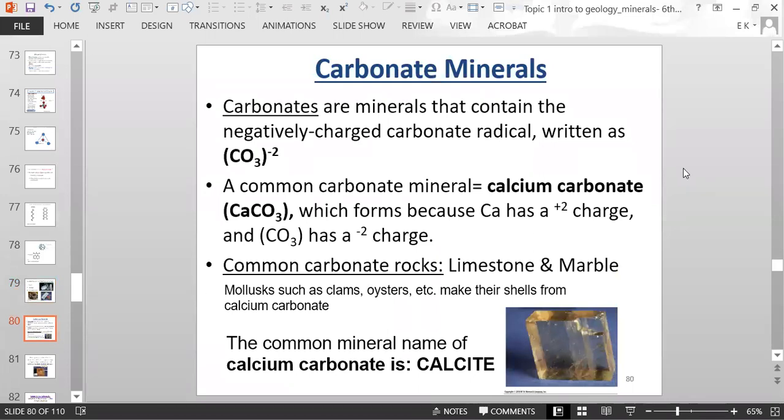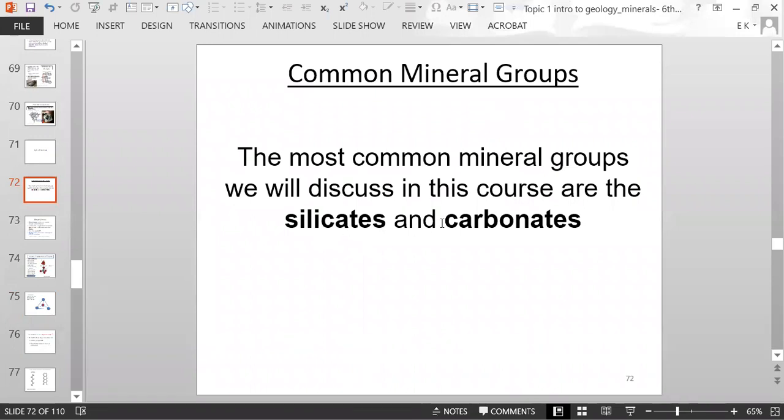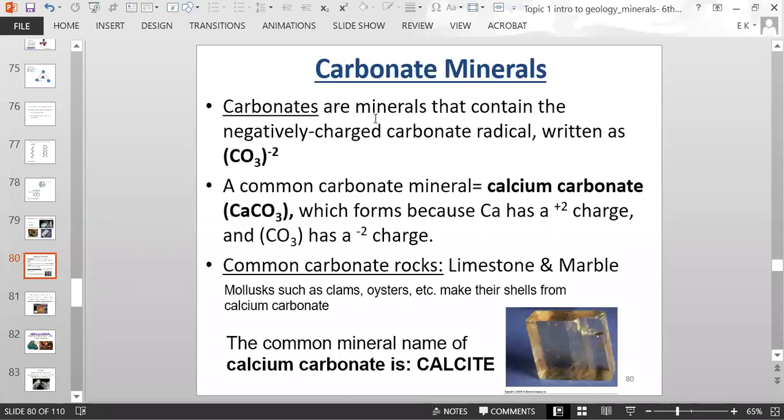Then we have carbonate minerals. Again, going back to that first slide about the common mineral groups, silicates and carbonates, right? So now we're going to go over carbonates. Carbonates are minerals that contain the negatively charged carbonate radical, which is just CO3 with a -2 charge. So this is what we call carbonate, CO3 with a -2 charge. A common carbonate mineral is calcium carbonate, which has the CO3, with a -2 charge. It combines with calcium, which has a +2 charge. So those two combine, and then you get CaCO3.